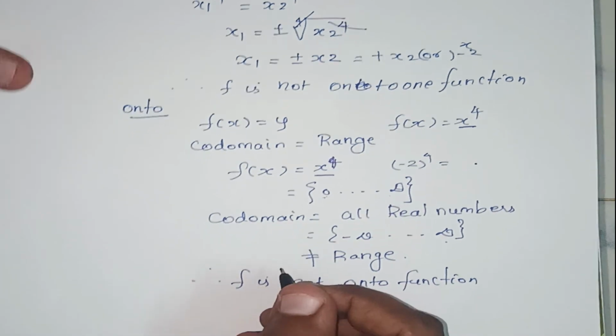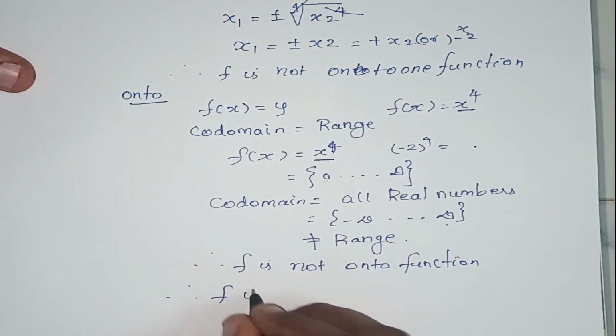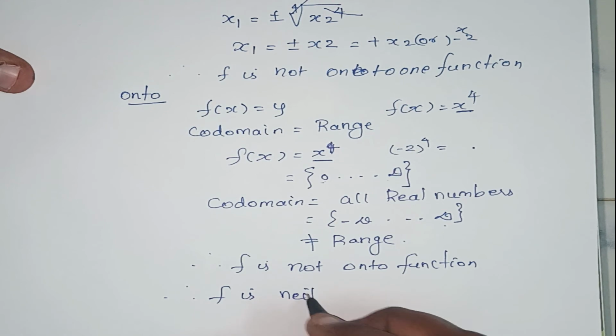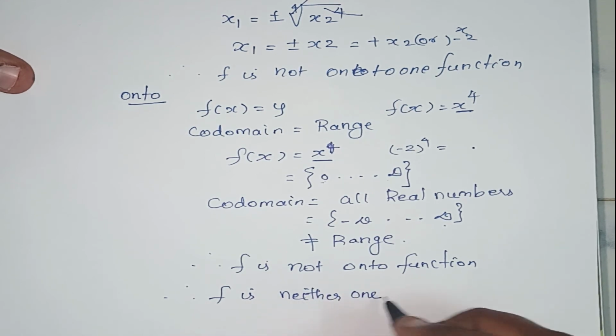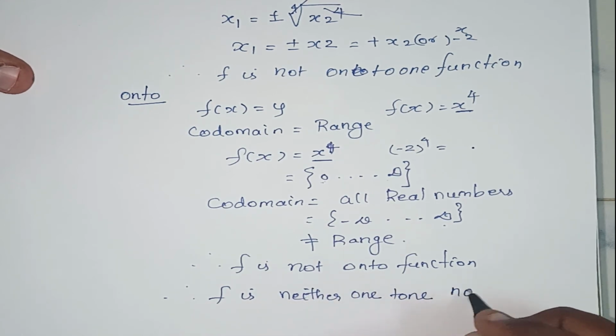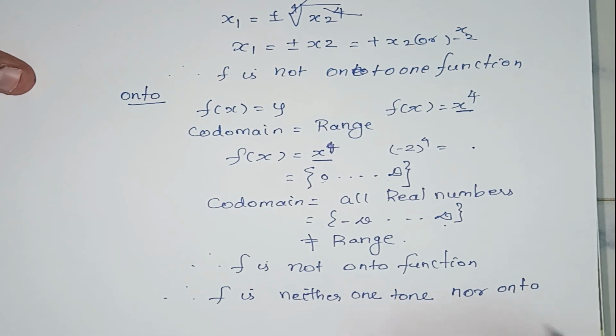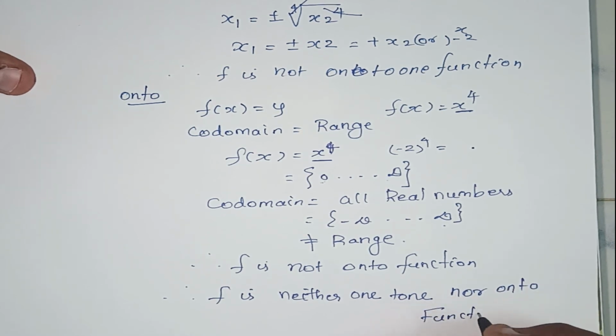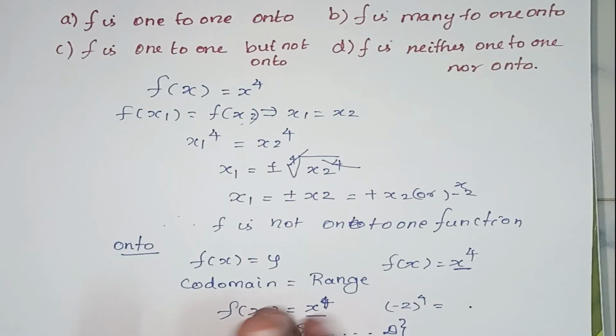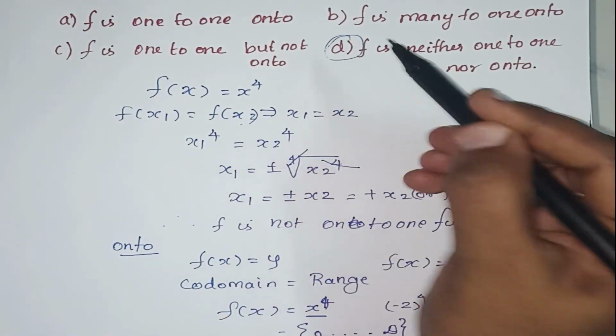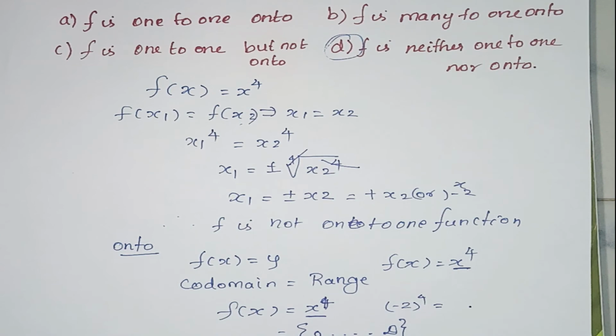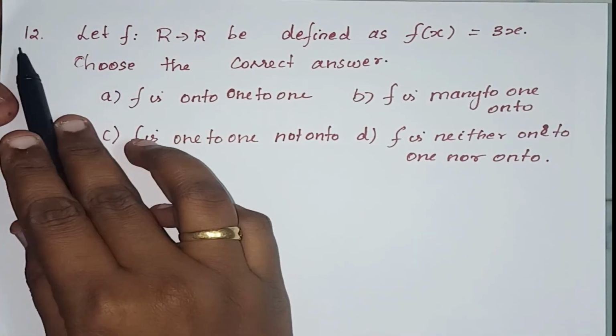So therefore the function is neither one to one nor onto function. So the answer is option D. F is neither one to one nor onto. So next, question number 12.